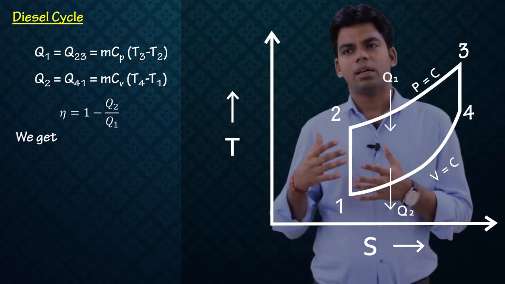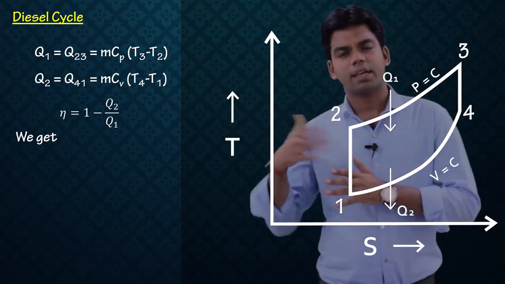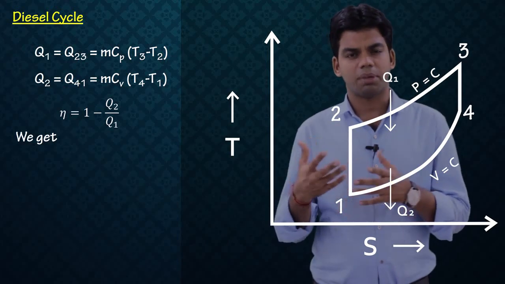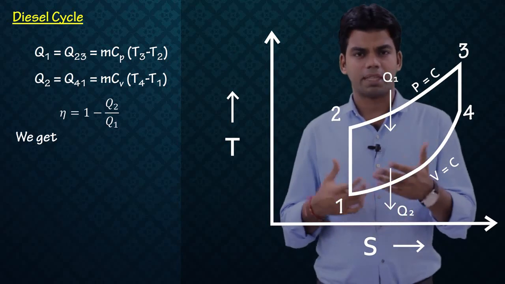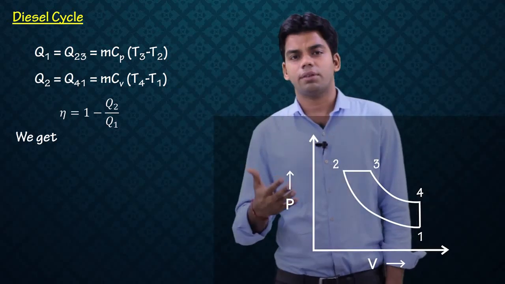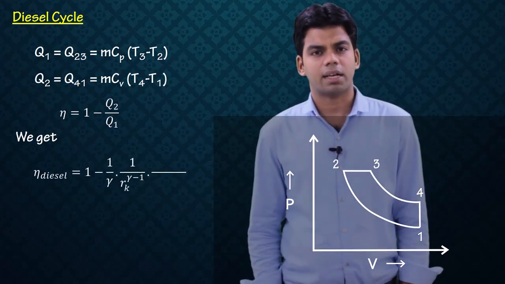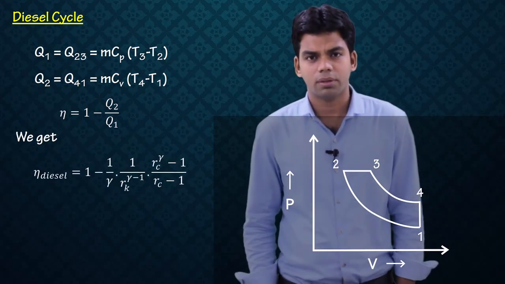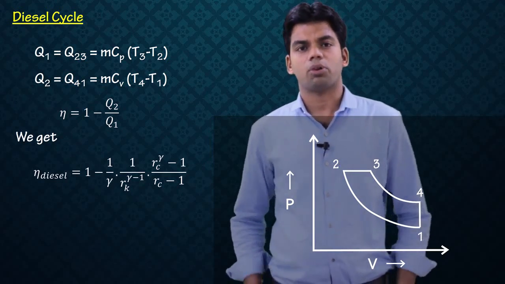Suppose I am converting T4 in terms of T3, T2 in terms of T3, and T1 again in terms of T3 by using simple adiabatic relations. T2 by T1 is equal to V1 by V2 to the power gamma minus 1, and so on. So from here, if we determine the formula, the efficiency will be equal to 1 minus 1 by gamma into Rk to the power gamma minus 1. In numerator, we are having Rc to the power gamma minus 1 upon Rc minus 1.